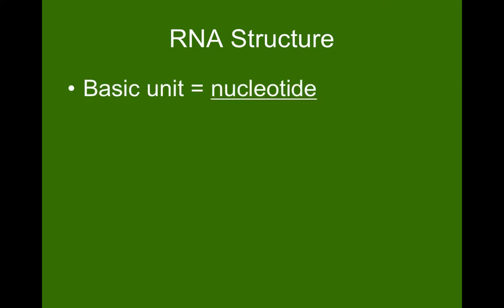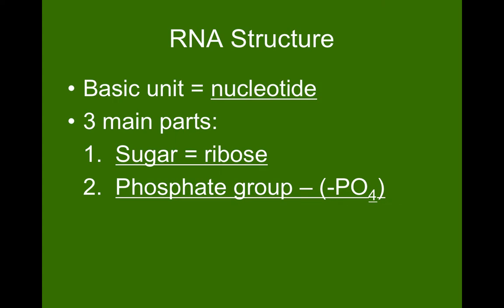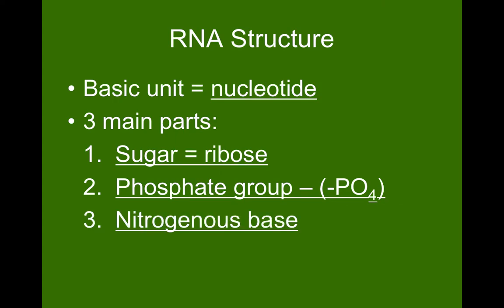And its basic unit, its monomer that makes it up, is a nucleotide, just like DNA. And so that nucleotide has three parts to it, just again like DNA did. It has a sugar. Now this one is called ribose instead of deoxyribose, so that's why RNA begins with an R and not a D. It also has that phosphate group, that PO4, and it has that nitrogenous base.